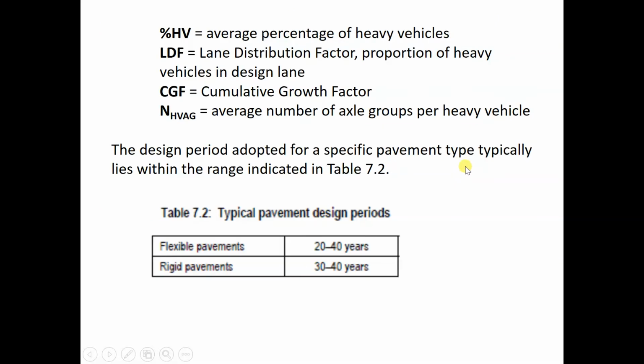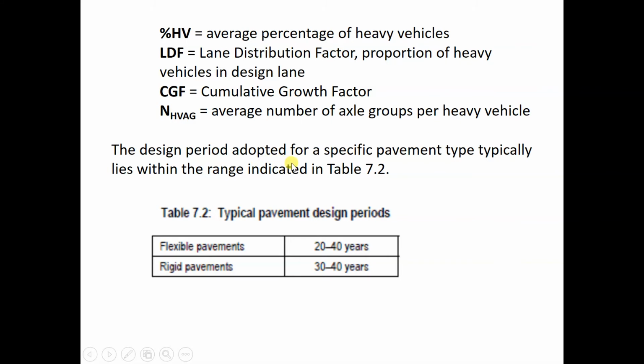Okay, and the NVAG is the average number of axle group per heavy vehicle. So you've got so many types of axle groups, from the heavy vehicle with 2 axle to more than 10 axle. So what's the average number of axle group? Is it 3 or 4 or 5 or 1 or 2 point something? Okay, so there's an average number of axle group. It may not be a round number. It could be a number with some decimal points.